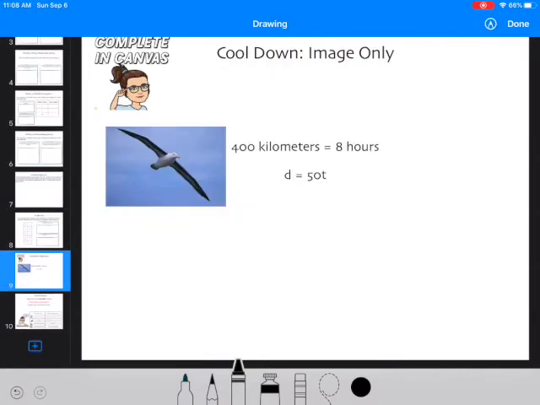So now you're going to be doing a question about an albatross. So this is just a picture of an albatross. And you're going to find out 400 kilometers equals 8 hours. So they want you to work with equations.